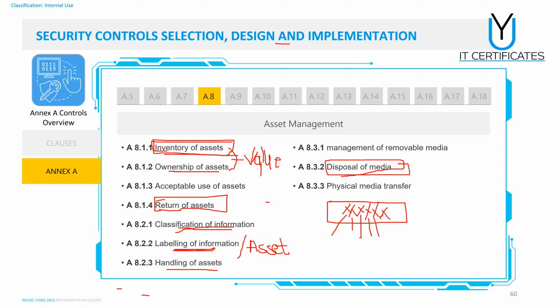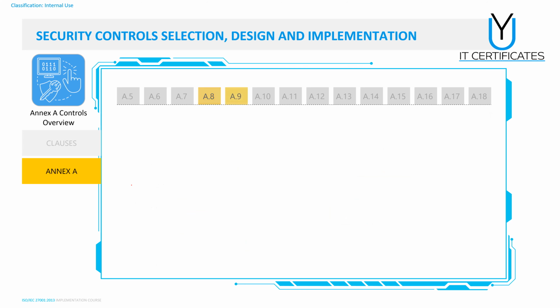Finally, physical media transfer. For example, if you have some items you want to move outside your premises, outside the organization, you have to take security permission. You have to inform the owner. You have to keep a record of all the media which are exchanged outside the organization, and so on. This is the section for A8, which covers asset management.